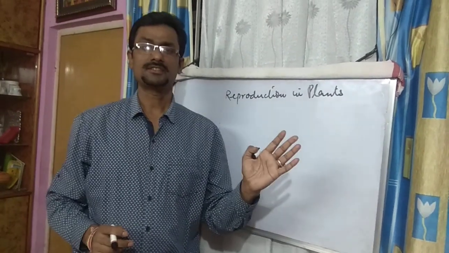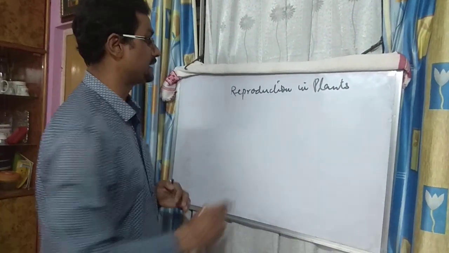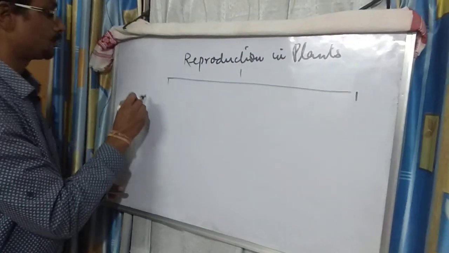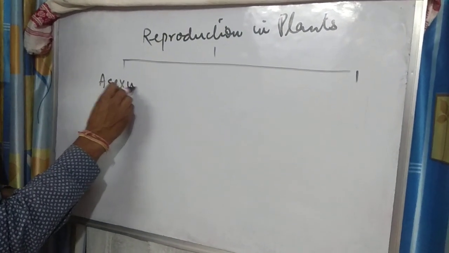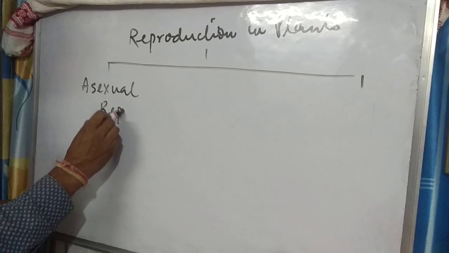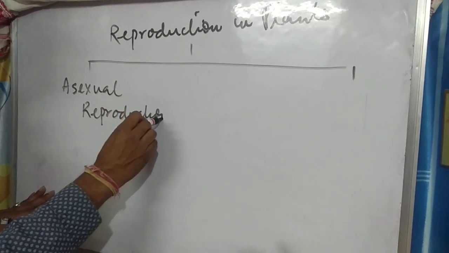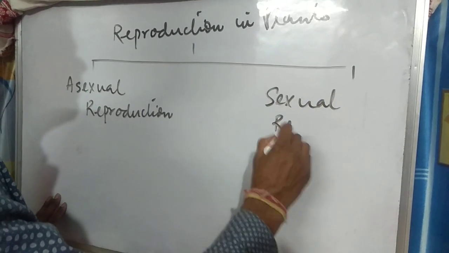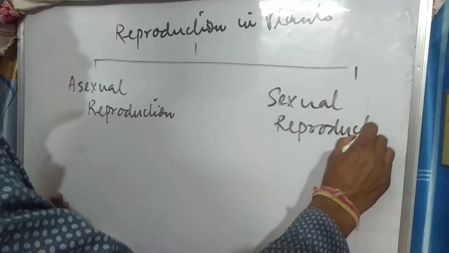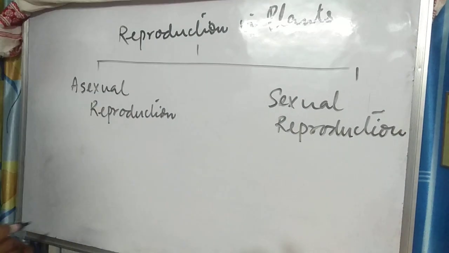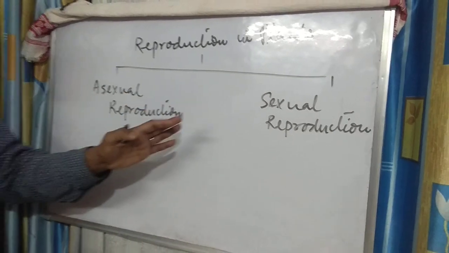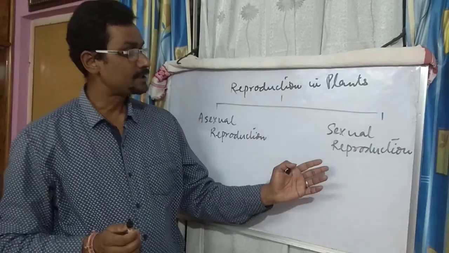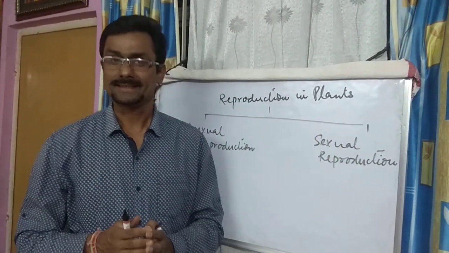This reproduction in plants can be divided into two main categories. One is called asexual reproduction, and the other is called sexual reproduction. See, students, asexual means what? When sexes are not needed. Sexual, when we speak, then the need of sexes.